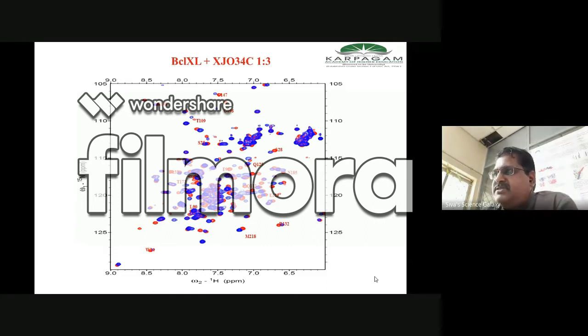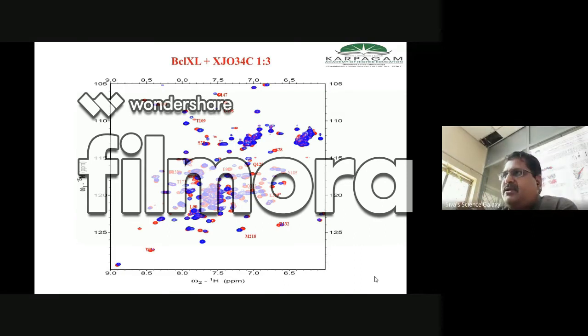Red spots represent the amide protons of the BCLXL protein alone. The blue spots represent the amide protons of BCLXL treated with the ligand XJ34 at a 1:3 ratio. So I have overlapped the two spectra, BCLXL alone and BCLXL treated with the ligand. Based on the chemical shift perturbation, we can make sure whether the ligand is specifically interacting with the protein or not.